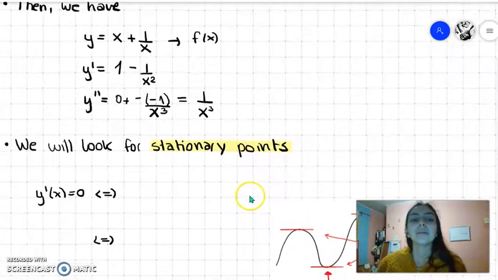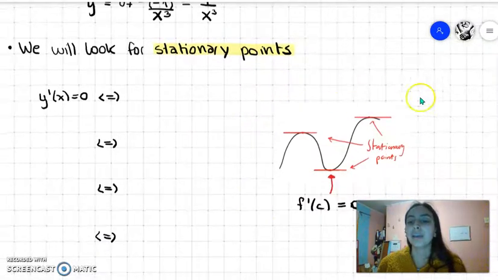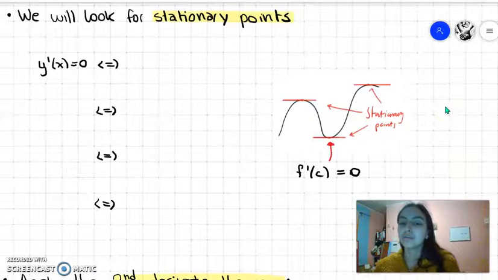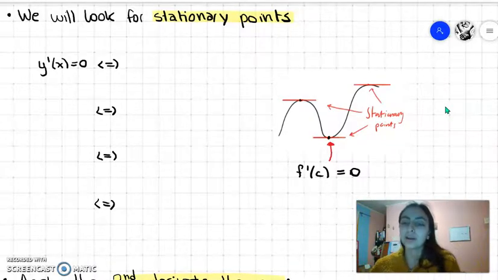Well, we'll be looking for stationary points, and if you don't remember, stationary points are those like here or here, when the derivative is 0. So there we have a relative minimum, and then we have a relative maximum of the function f. That will be f for us.